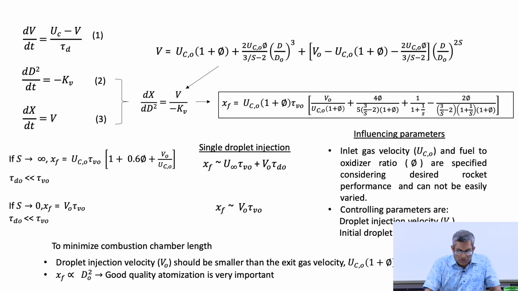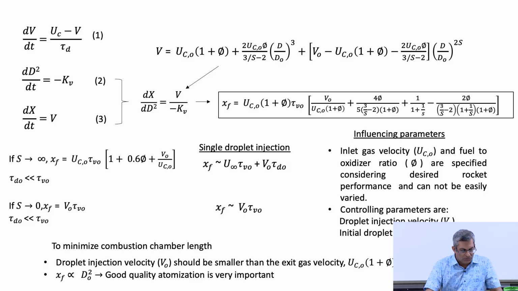Okay. So now this tells us which parameters influence the length of the combustion chamber. This is basically the minimum length of the combustion chamber which you must have to ensure that all droplets burn. What is the problem if the actual length is less than this? You are basically losing the energy. So the combustion efficiency is basically low.